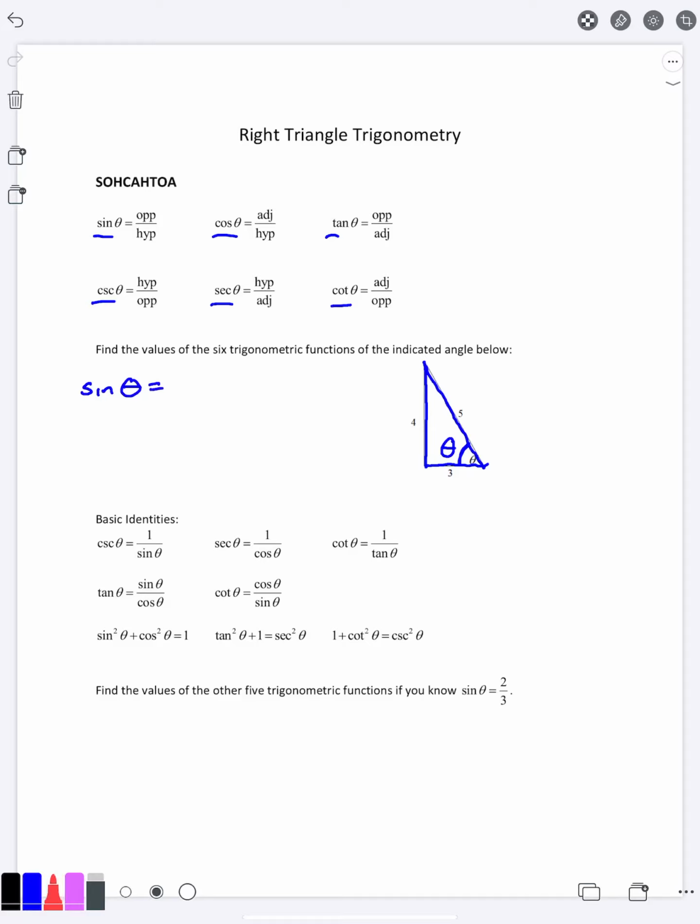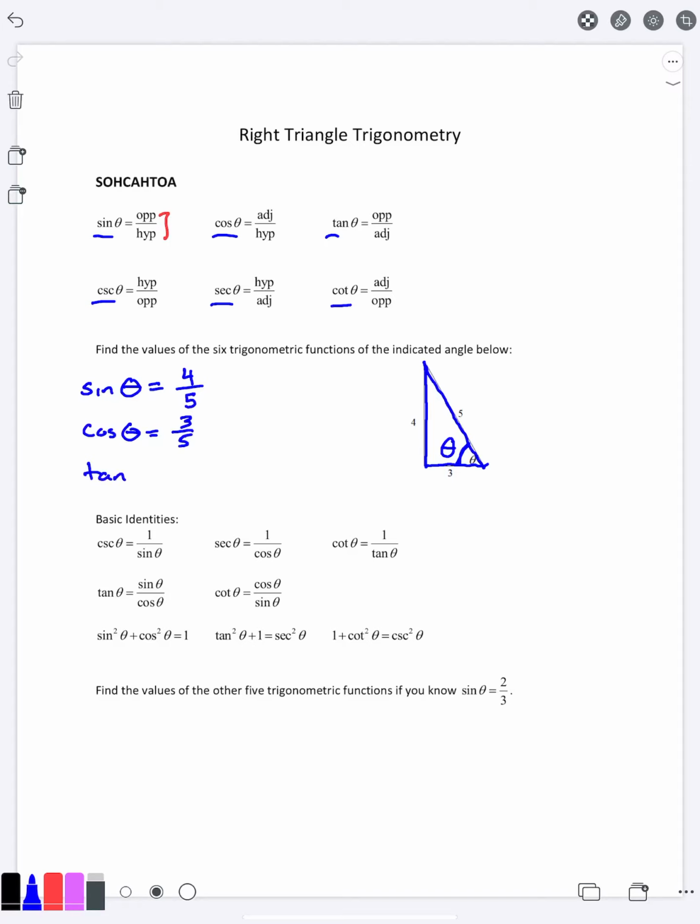Based on the rule I have up here, I'm supposed to take the side that is opposite the angle and divide it by the hypotenuse. So the side that is opposite the angle theta is 4, divided by the hypotenuse, which is 5. And so that means sine of this angle is 4/5 or 0.8. If I wanted to do cosine of this angle, it would be adjacent side over hypotenuse, and the side that is adjacent to theta is 3, over the hypotenuse, 5.